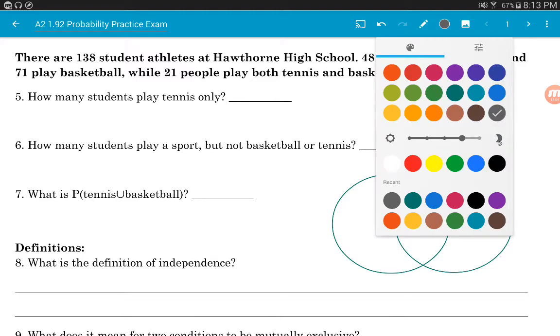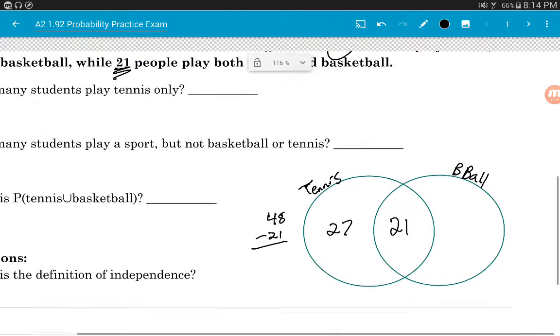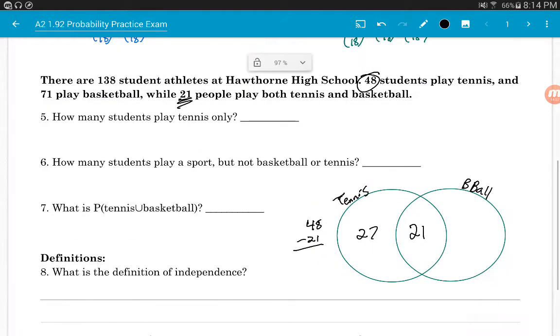All right. So we have 2 groups. We have tennis and we have basketball. Now, we always start in the middle. So the 21 people that play both, they're going to go in the middle. Now, they say that there are 48 that play tennis, but I already have 21 of them down. So 48 minus 21 is 27. Basketball, they say that there are 71. So I already have 21 basketball players down, though. So 71 minus 21 is 50.